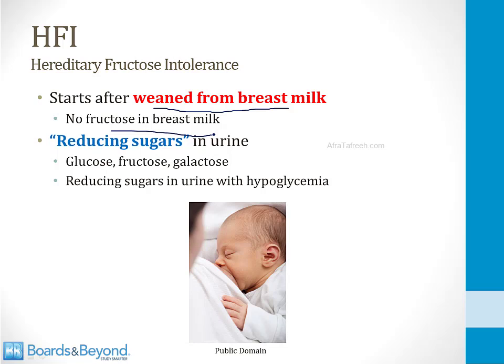The second finding, the one that's used in clinical practice to diagnose these disorders, is the presence of reducing sugars in the urine. So reducing sugars are glucose, fructose, and galactose. Now in a hypoglycemic baby, you know that any reducing sugars you find in the urine do not represent glucose because the baby has low glucose levels. Therefore, if you see reducing sugars in the urine of a baby who is hypoglycemic, that means fructose or galactose must be in the urine. And this is the hallmark of hereditary fructose intolerance.